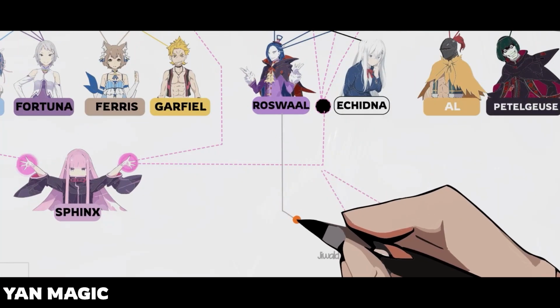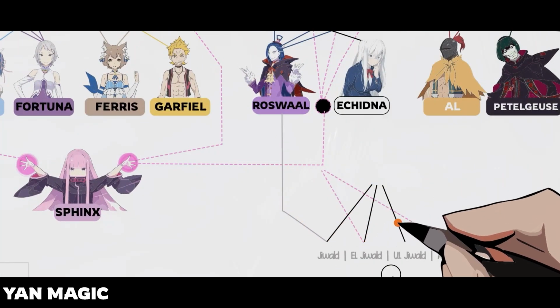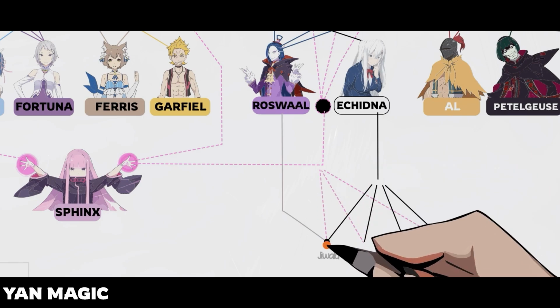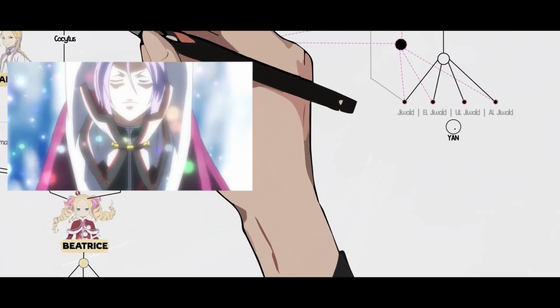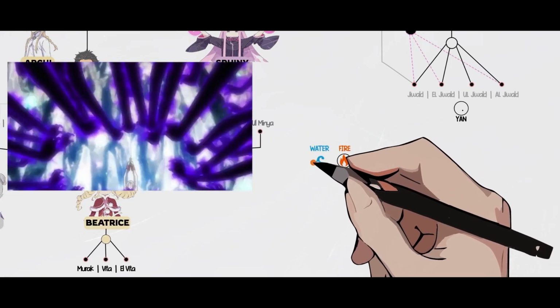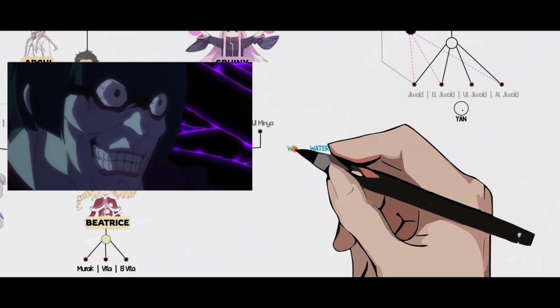Finally, we have Yang Magic with the Jewald spell and its variants, El Jewald and Al Jewald. Echidna and Sphinx can use all these spells, while Roswell can use the base form of Jewald.